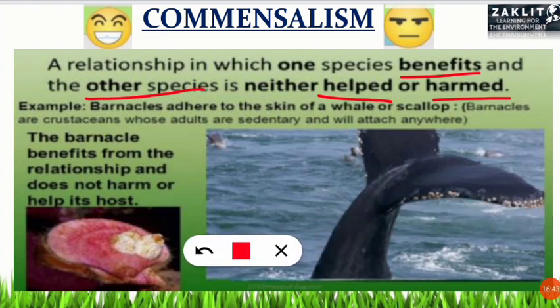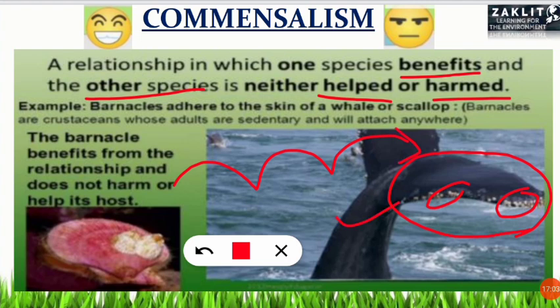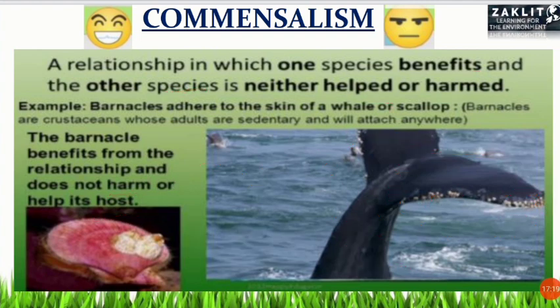So as you can see, this is the tail part of the whale or the fishes which are living inside the water. So this is the whale example, and these white things are barnacles. What they do is they stick on these fins or tails, and the help they are getting is they are able to move from one place to another as this whale moves. So this whale acts as a transport medium for them, and these barnacles neither harm nor benefit the whale. So as a result, one is benefited, that is barnacles, and the whale is not benefited, nor harmed. So this is the example of commensalism.